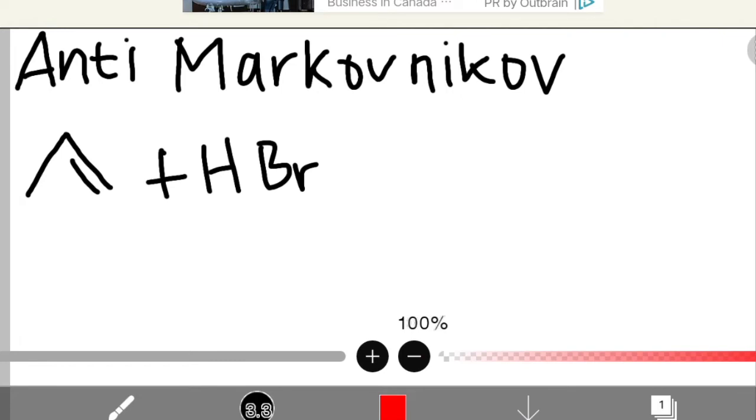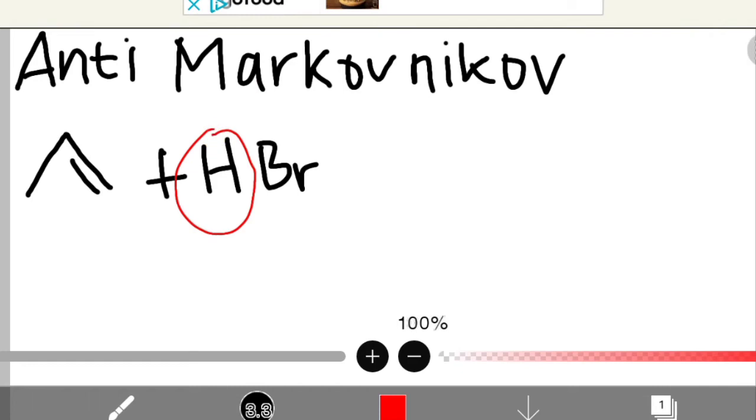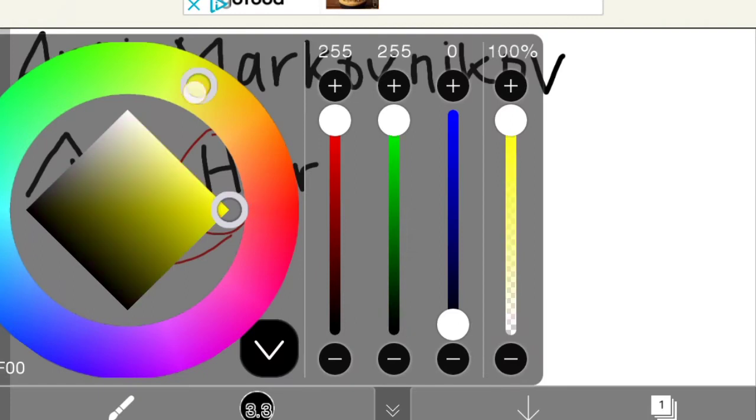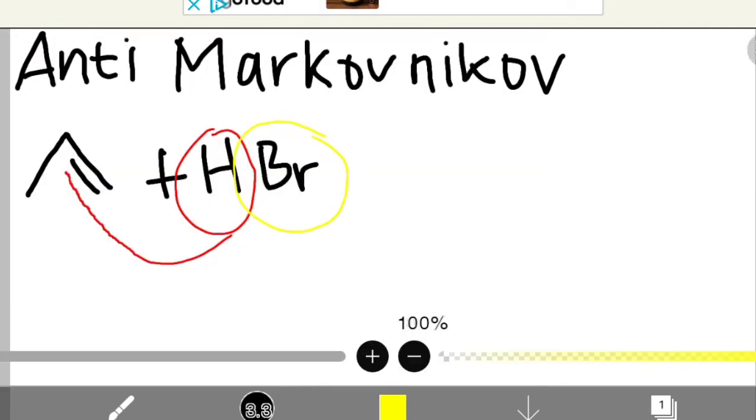In anti-Markovnikov, the opposite happens. The H atom will be bonded to the C atom which has more H atoms attached, and the halide will be bonded to the C atom which has fewer H atoms. This happens because the mechanism of anti-Markovnikov addition involves homolytic cleavage, or radical cleavage.